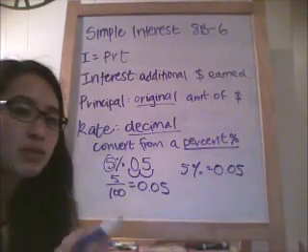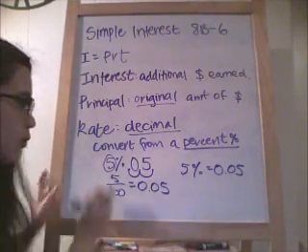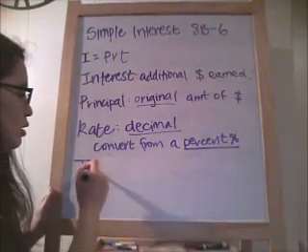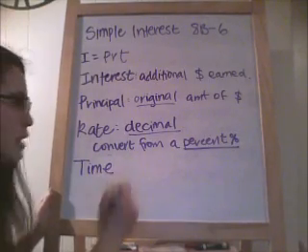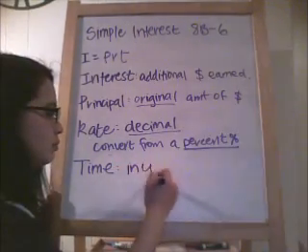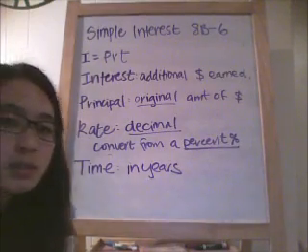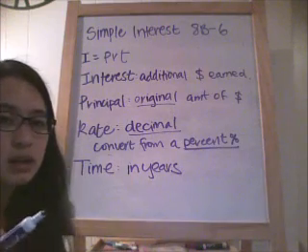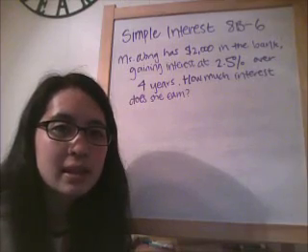So every time you have a rate and it's a percent, make sure that you convert it to a decimal. Now we have T, which represents time. And the time has to be in years. So in terms of simple interest, you only accrue it in years. So make sure that you're looking at the time and it says in years. Alright, let's look at example number 1.